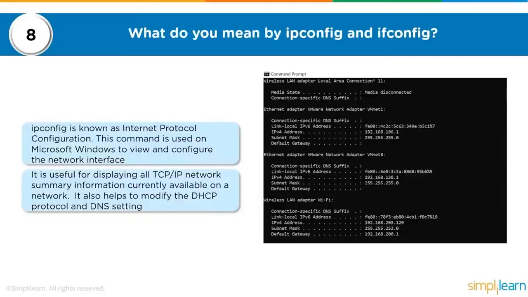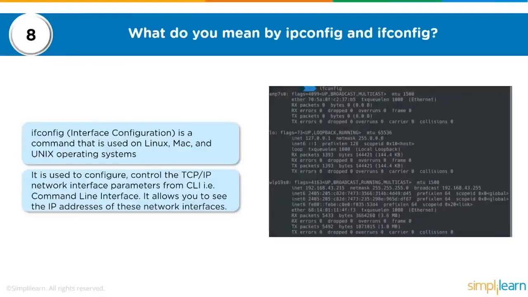So this is the configuration that allows the machine to know on what network it is on, what is the default gateway for communicating to the internet, what is the subnet mask, so how many computers may exist in that particular network, and what is the IP address of that specific computer so that it can communicate across the network as well. ifconfig is the same thing on a Linux, Mac, or Unix operating system.